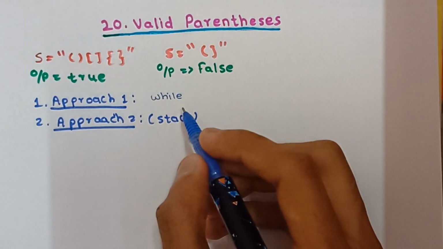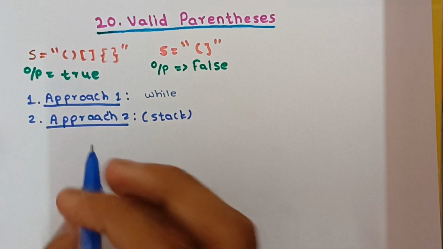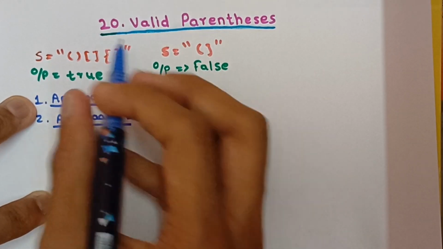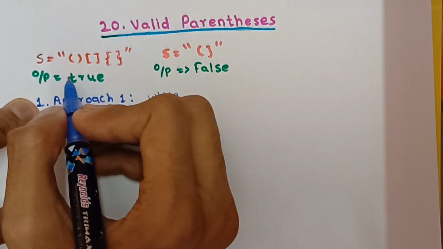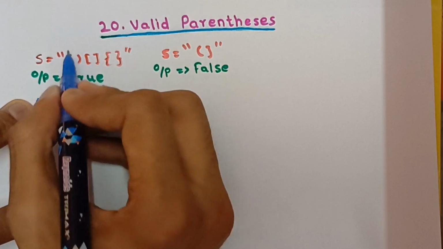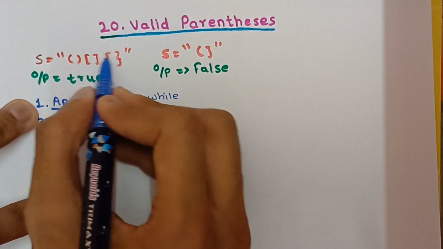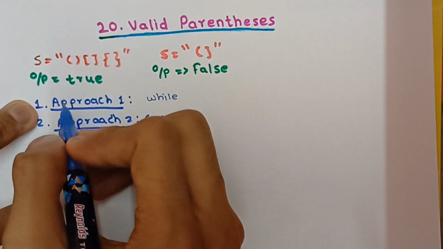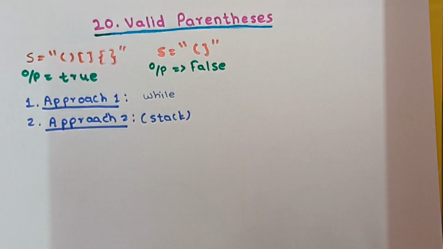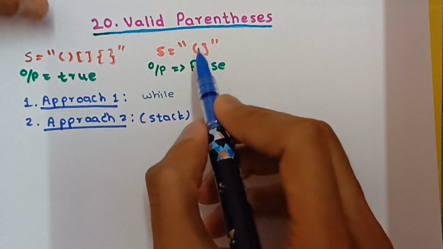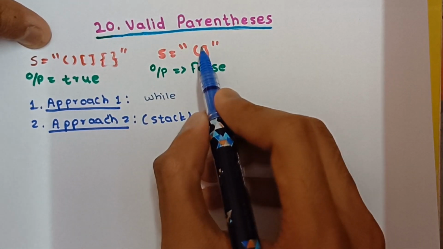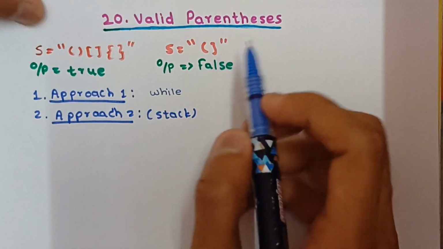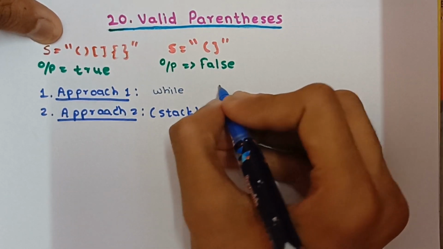Now we will see the simple approach, which is the while loop approach. So here is this string. The approach is very simple: we will remove these pairs. We will remove this pair first, secondly this pair, and thirdly this pair. If the string remains empty, then we will return true. We will put conditions such that if there is only an opening bracket and no closing bracket, this will return false. So the code is very simple.